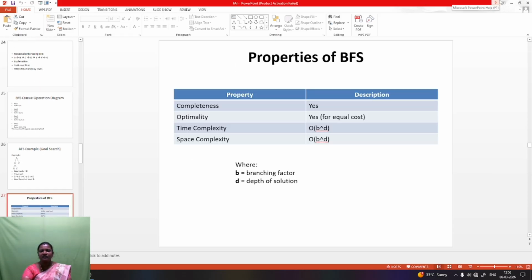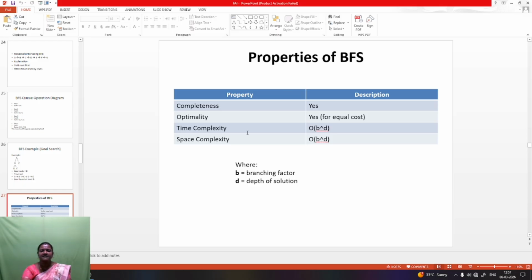Next, properties of BFS. The first property is completeness. It is a complete algorithm because it provides a 100% solution. If there is a solution, this algorithm surely provides the goal. That is why we call it a complete algorithm. Then optimality. It is an optimal algorithm. Surely it provides a minimum path cost solution for the goal node.